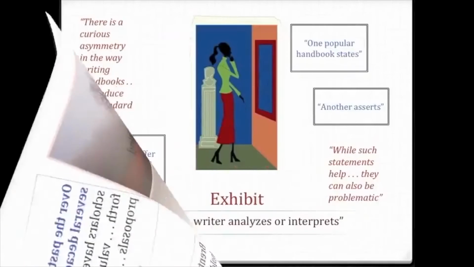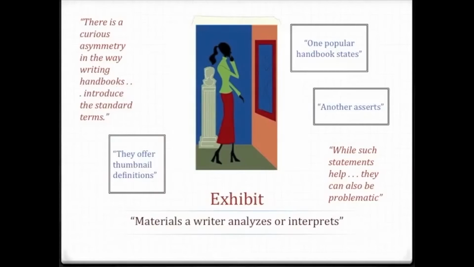The E in BEAM is exhibit. These are the materials that a writer analyzes or interprets in the course of his or her essay or blog post or opinion piece. So again, think of yourself as a writer undertaking assignment 4. What exhibits will you be using? What will you be analyzing or interpreting? There is a curious symmetry, Bishop writes, about the sources that he's using in his text in the way that writing handbooks introduce the standard terms about research writing. For Bishop, then, the exhibits that he's analyzing and interpreting include college writing handbooks.